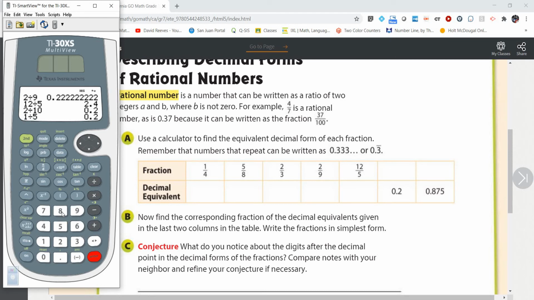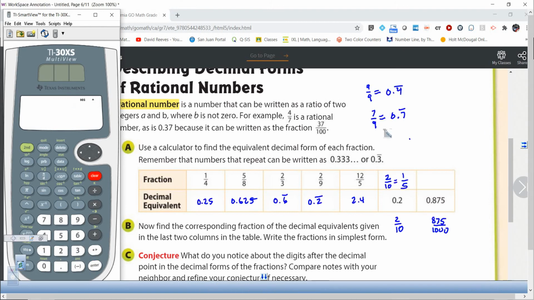All right, let me clear this out. There's so much in there. Clear, clear, clear. All right, if I do 875 divided by 1,000, I do get 0.875. So let me go back here. So I could write 875 over 1,000, and that's not incorrect as long as they just say write a fraction. All right, but we could try to simplify that.